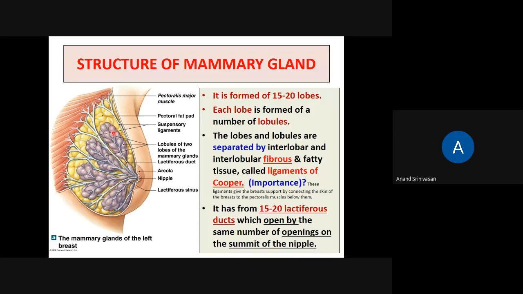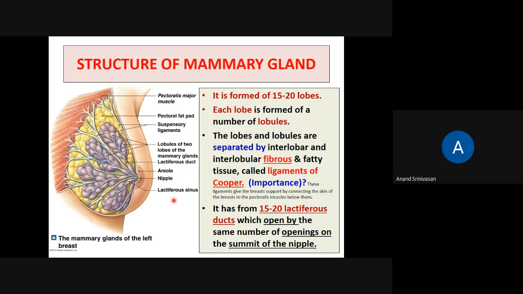Apart from this, concentrate on one of the lactiferous ducts. As the lactiferous duct comes towards the areola, there is a small dilatation. This small dilatation of the lactiferous duct, which is underneath the areola, is referred to as the lactiferous sinus.